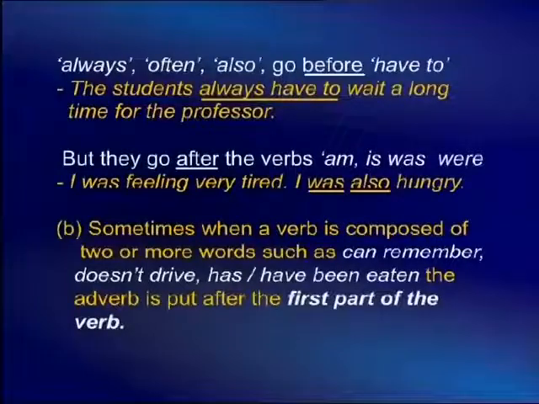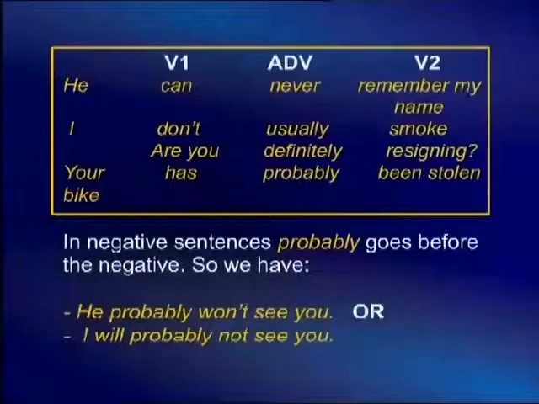Now let me repeat. First we looked at verbs that were composed of just one word. And we looked at different positions. Sometimes they come before, sometimes they come after the verb. Now we are looking at verbs that are composed of two words. And we will look at how these words are sometimes put after the first part of the verb. Look at the table given on your screen, and that shall illustrate what I have said. You will notice that there are two verbs marked over there, V1 and V2, that is verb 1 and verb 2. He can never remember my name.